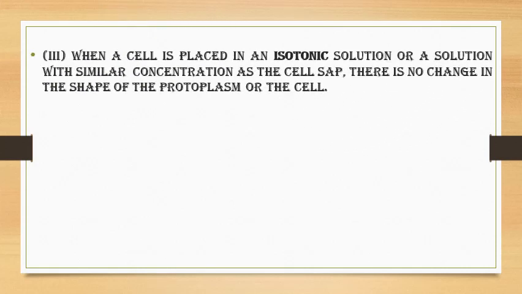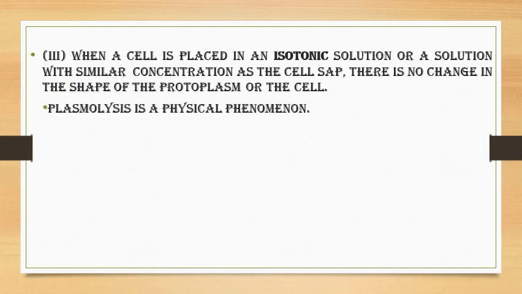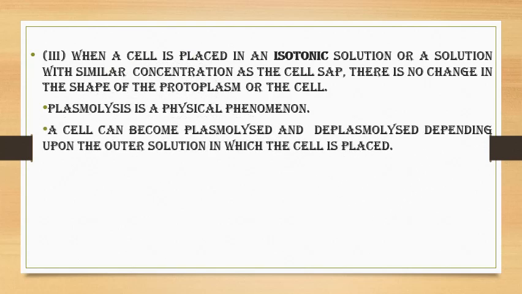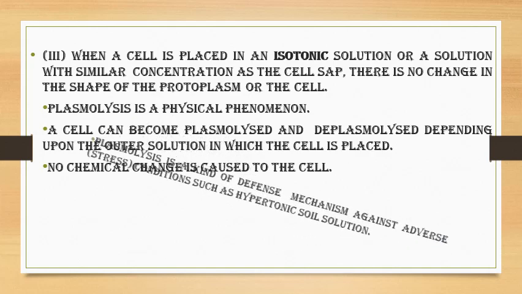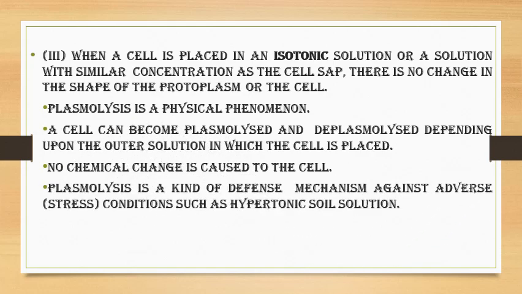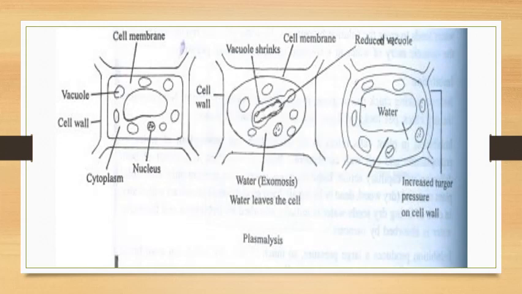When a cell is placed in an isotonic solution, or a solution with similar concentration as the cell has, there is no change in the shape of the protoplasm or the cell. Plasmolysis is a physical phenomenon. A cell can become plasmolysed and deplasmolysed depending upon the outer solution in which the cell is placed. No chemical change is caused in the cell. Plasmolysis is a kind of defense mechanism against adverse conditions such as a hypertonic solution. You can see this in the figure, an example of plasmolysis.